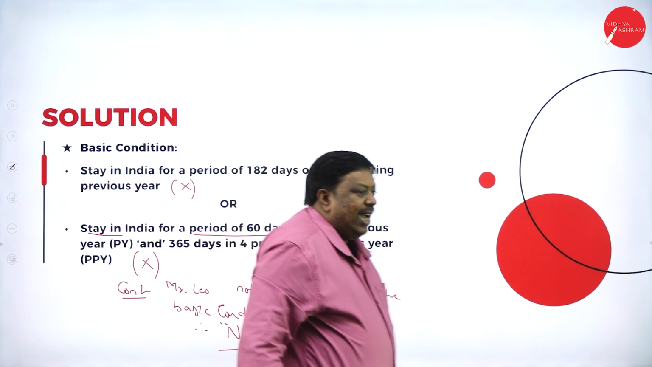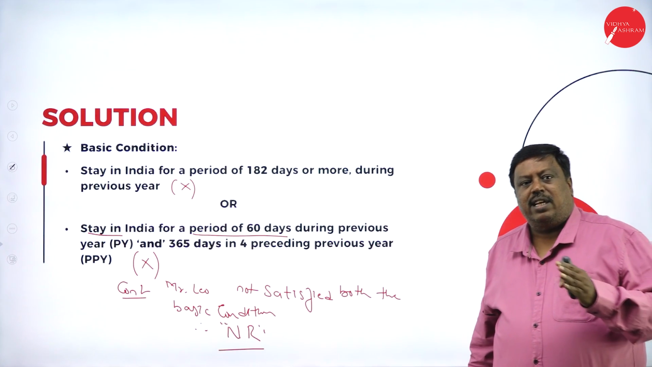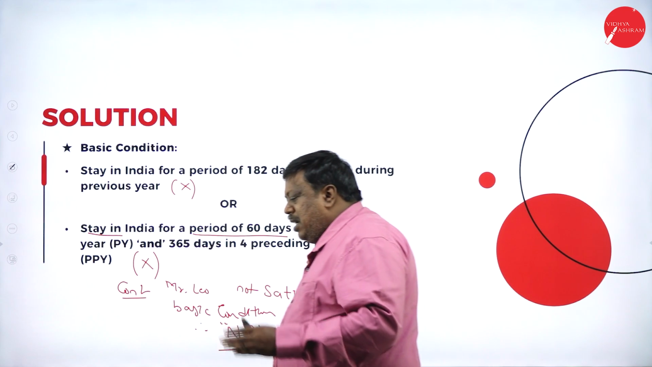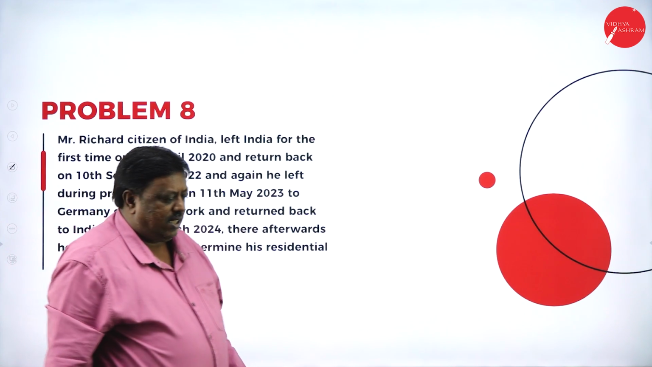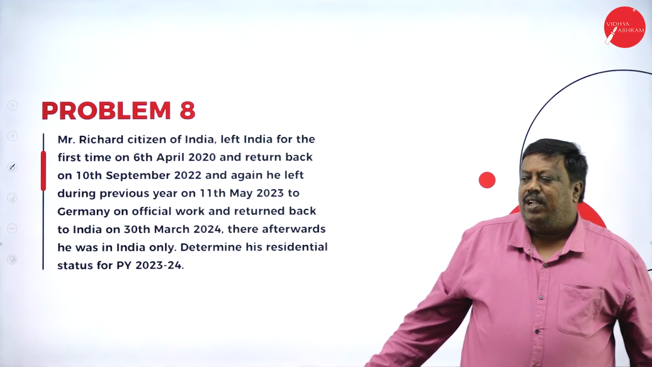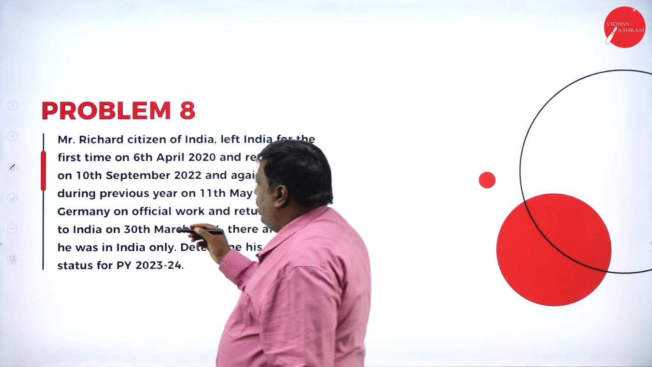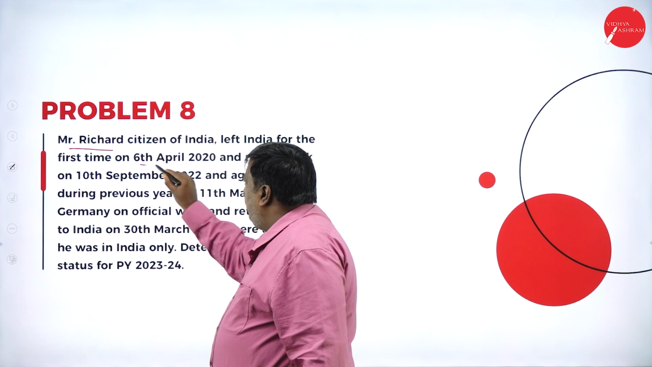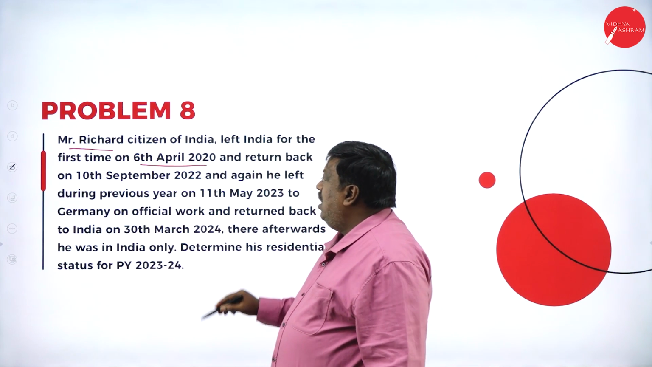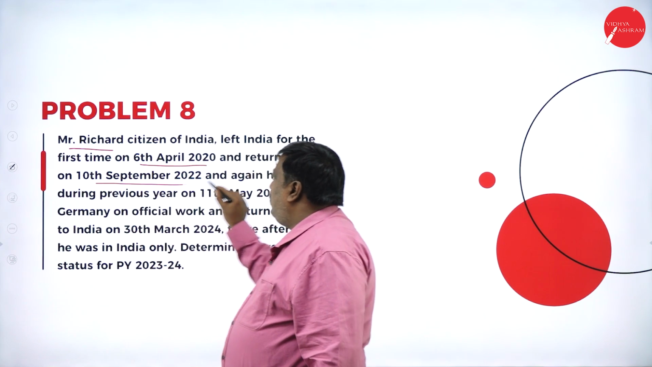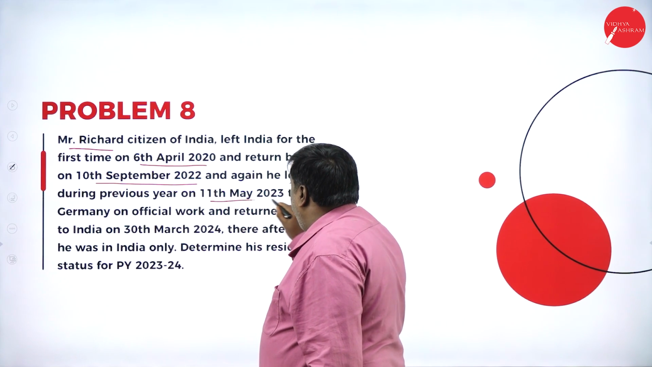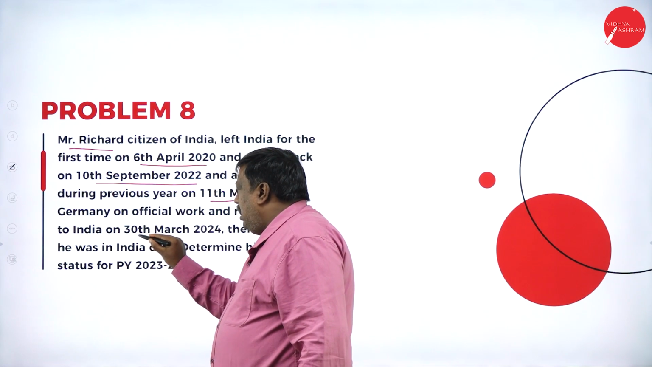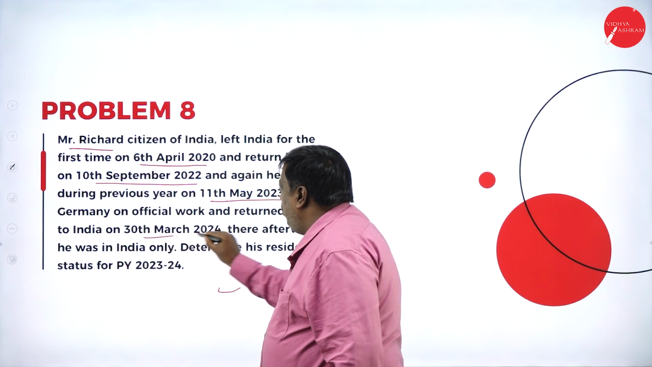So totally, I couldn't satisfy both the basic conditions, then automatically I'm going to become non-resident for 2023-24. Next, in the next problem we have here, I'm Mr. Richard. I left India for the first time on 6th April 2020 and I returned back on 10th September 2022. During previous year, 11th May 2023 I left and 30th March I returned back to India.